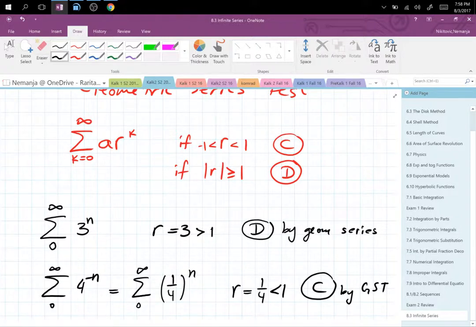Professor, how did you turn that into 1 fourth? I understand that it's a negative. Negative 1. 4 to the negative 1 is? Go on. Go on.